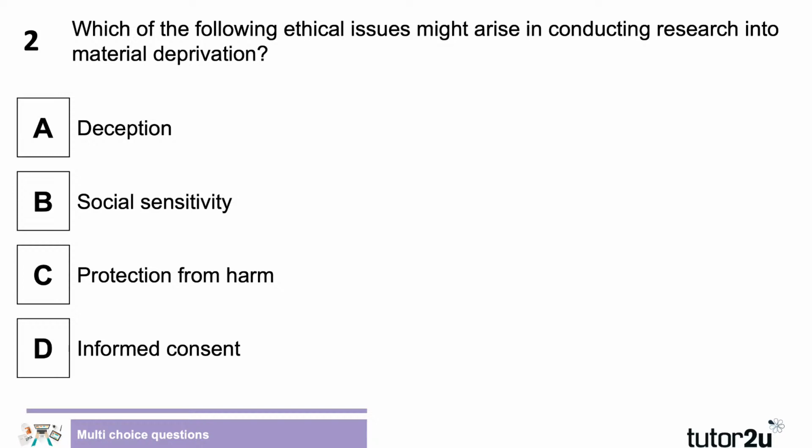Question number 2, please. Which of the following ethical issues might arise in conducting research into material deprivation? Of course, material deprivation is the lack of resources that somebody would have. So which of these might be a problem? Is it A, deception, B, social sensitivity, C, protection from harm, or D, informed consent? Which of those might be an issue there?